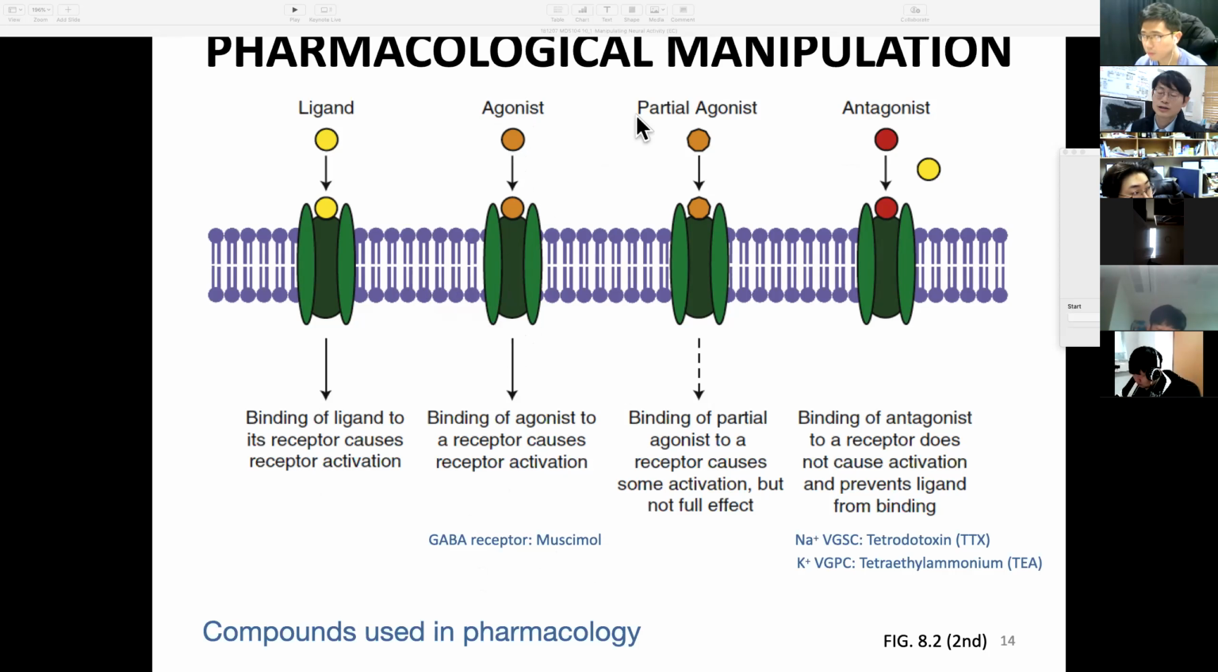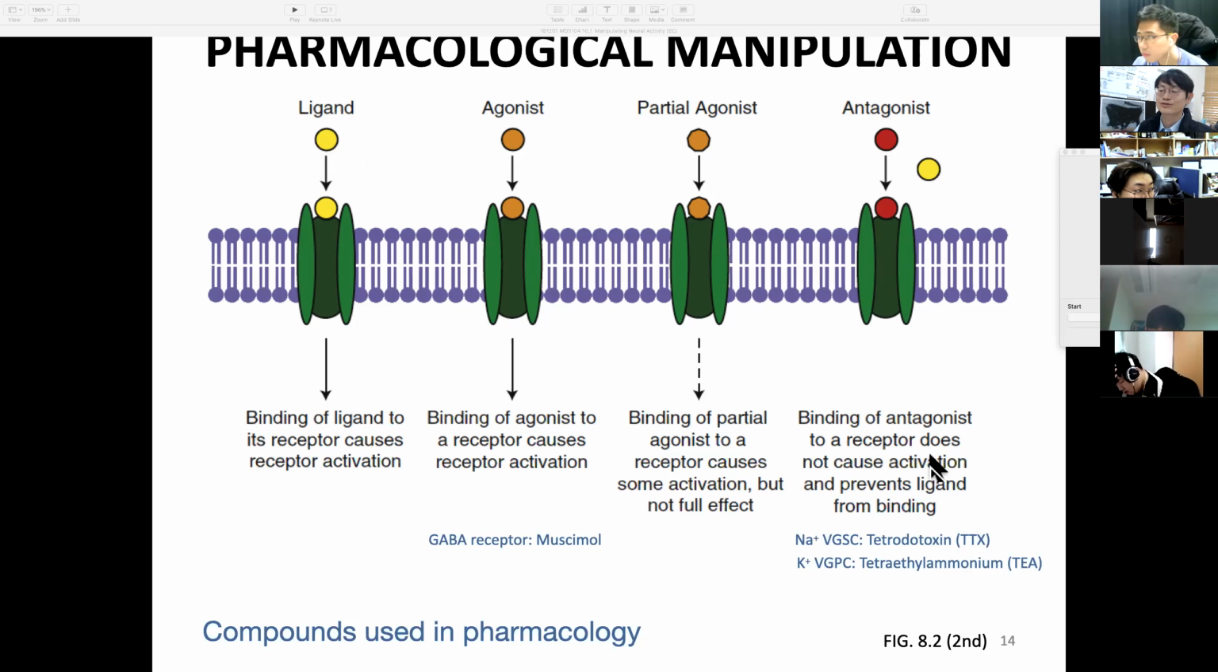And the opposite way is called an antagonist, which is actually this yellow one. The yellow one is the original one. Antagonists you give will bind instead of this original ligand and block the activation. So binding of an antagonist to a receptor does not cause activation. It blocks the ligand from binding, so that it blocks the normal functioning.